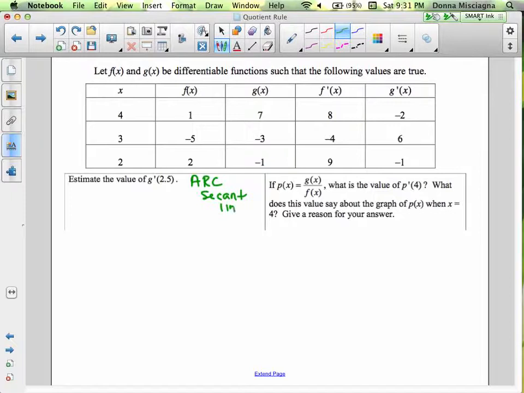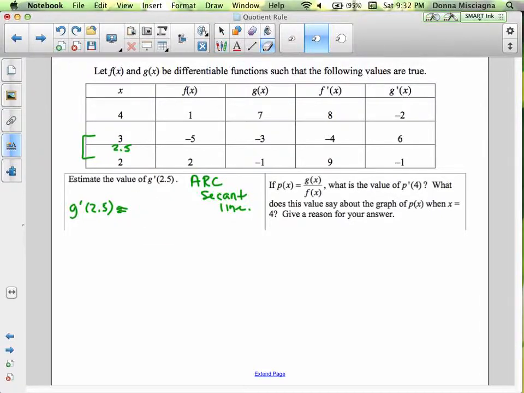All right. So it's just going to be, actually this is g's, so I'll use g. So g prime of 2.5 is going to be approximately g of, and now we need the values around 2.5, right? So 2.5 is right in here. And we want to be as close as possible, so we're going to use these values right here. I don't think I really need to write in the 3 there.